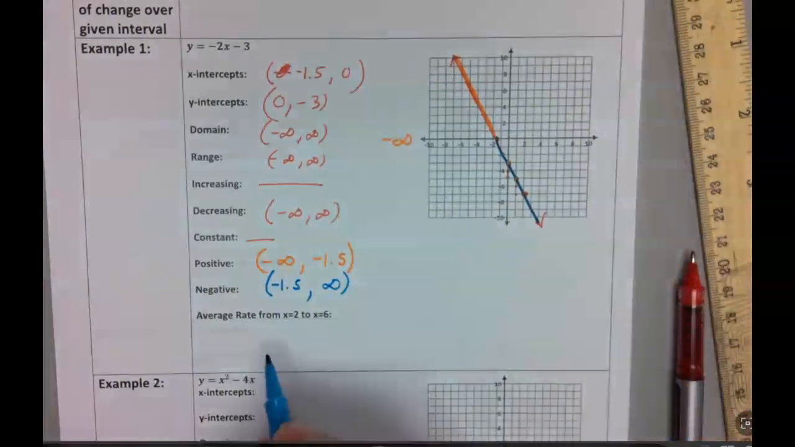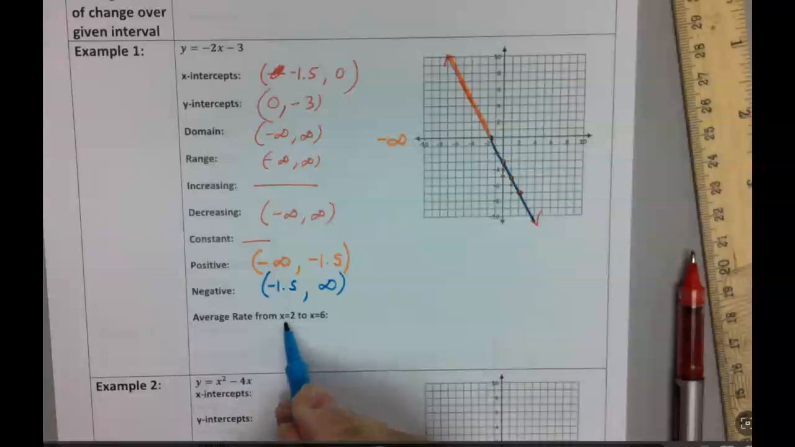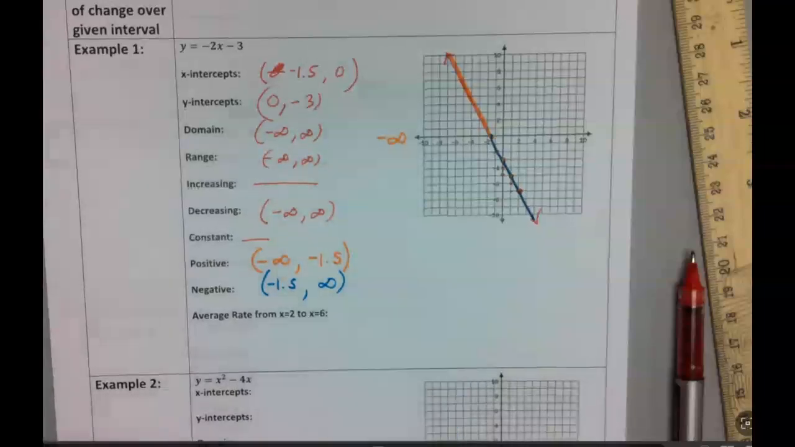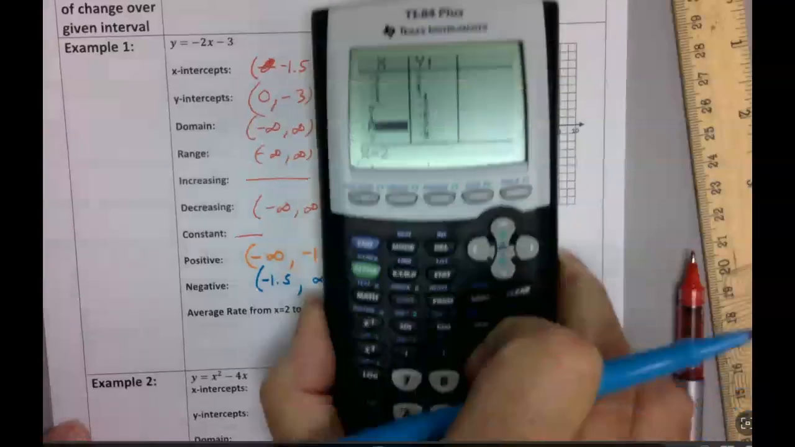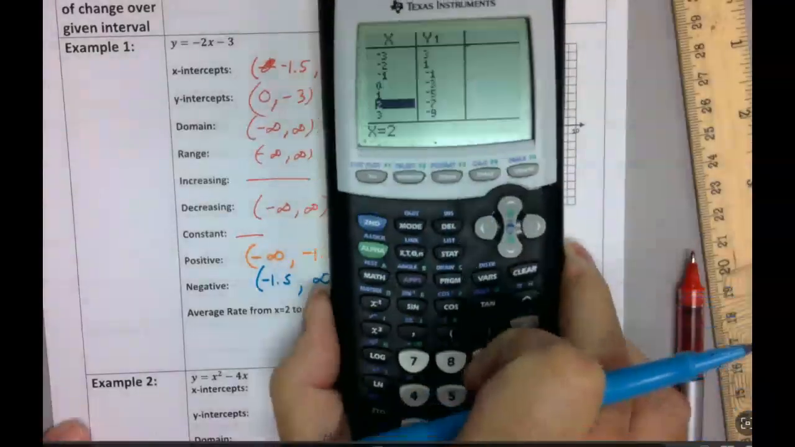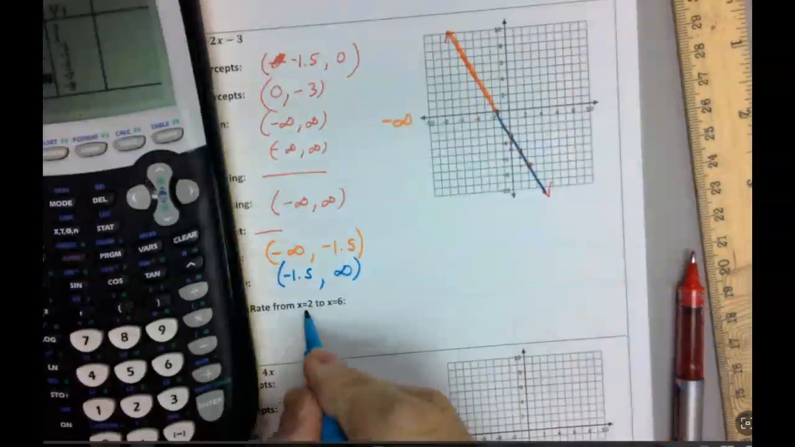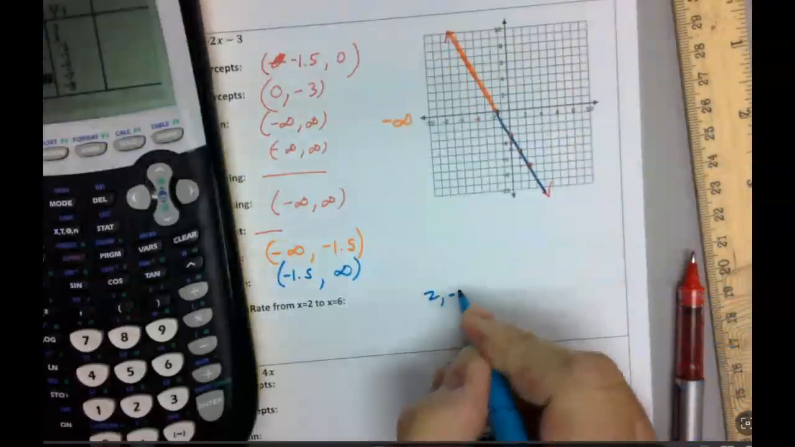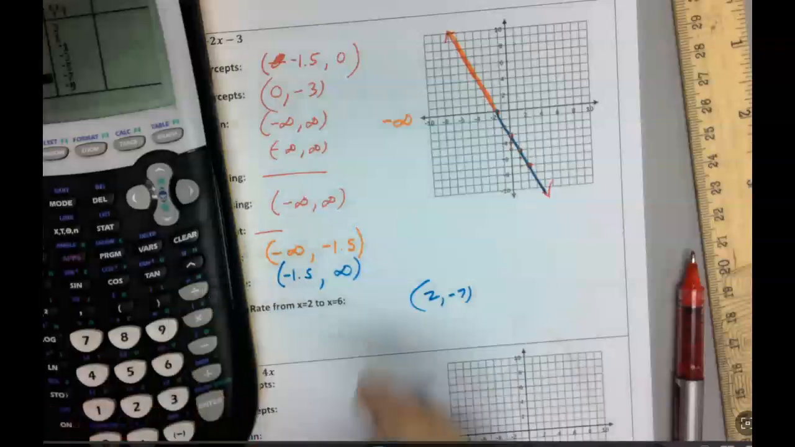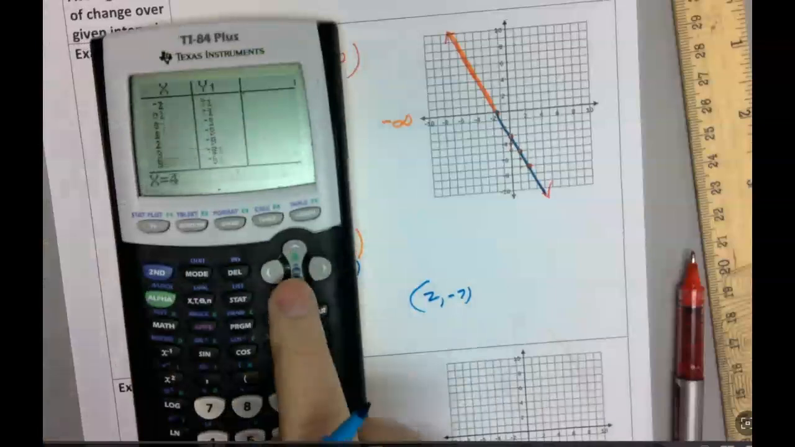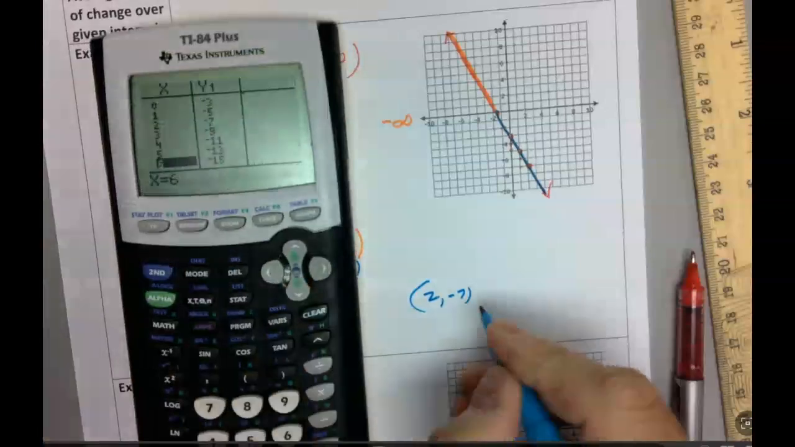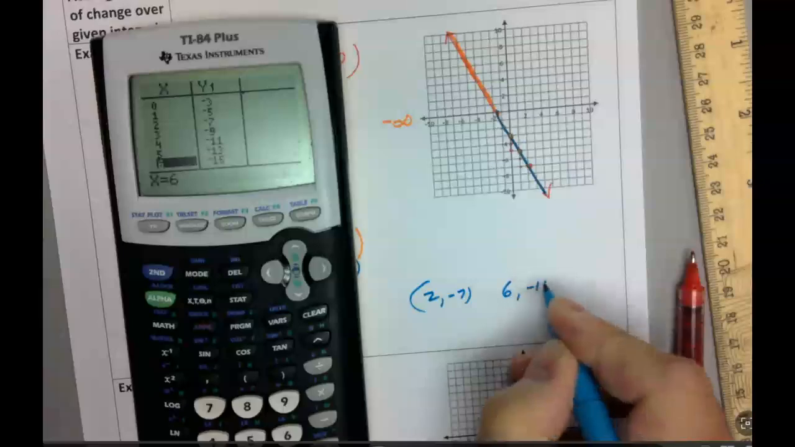And they want to find the average rate of change from x equals 2 to 6. So in your calculator, let's find out what the value is for x equals 2. So for x equals 2, my ordered pair is (2, -7). For x is 6, I look at my table, and it is (6, -15) is my ordered pair.